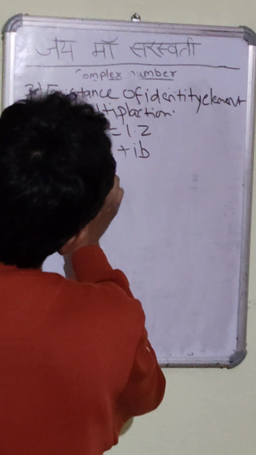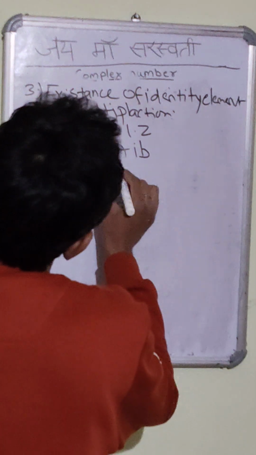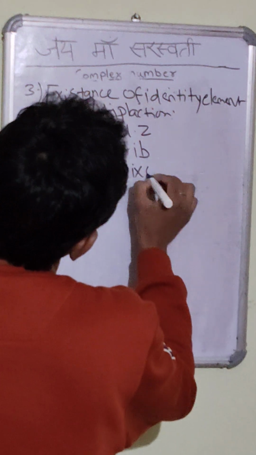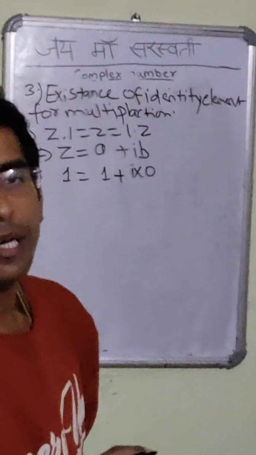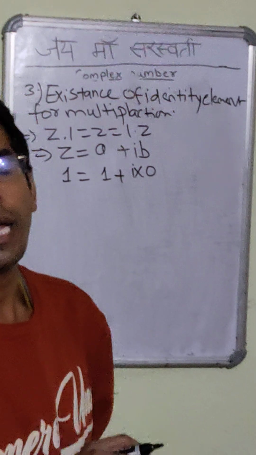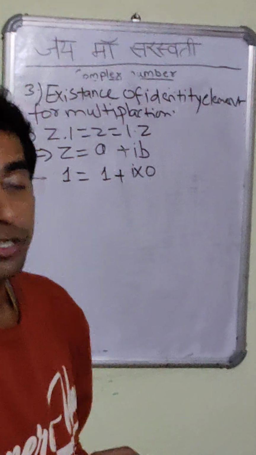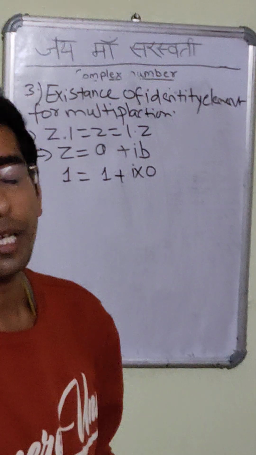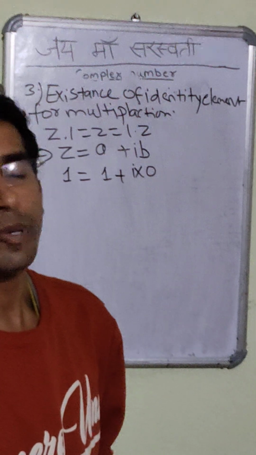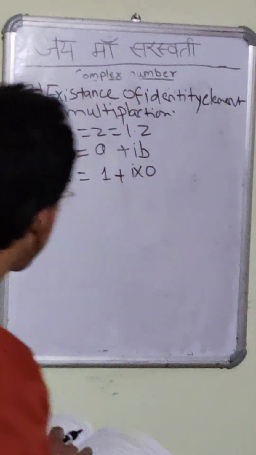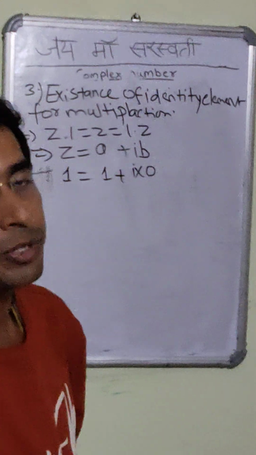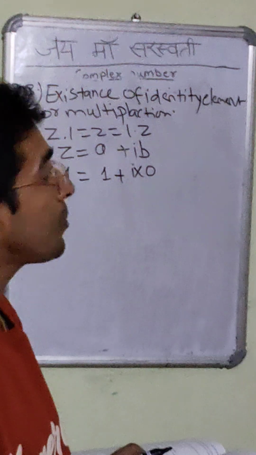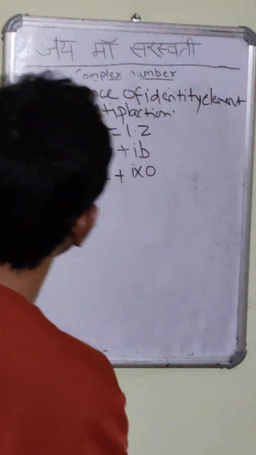And whenever we write 1, we can write it as 1 plus I into 0. Whenever we write any natural number, we can write it as a bifurcation of two parts, that is the real part as well as the imaginary part. We have written 1 in the form of real part and imaginary part. In this case, the imaginary part will be 0 and the real part will be 1. Now we will multiply this.